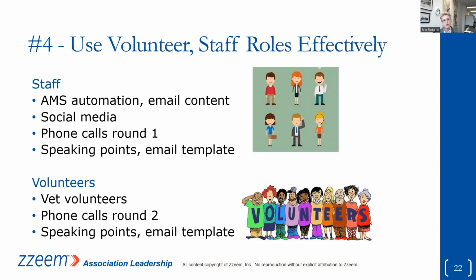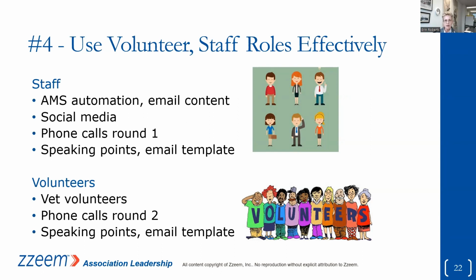You want your staff to do the automations on your association management system, to write the collateral. You want to make sure that they have got all the postings ready for your social platforms. And you want to make sure that your staff are doing your round 1 phone calls. Now, phone calls, you're going to save this for the end, when people have had plenty of opportunity to renew, but they just have not done it yet. You want to be picking up the phone and making those calls.